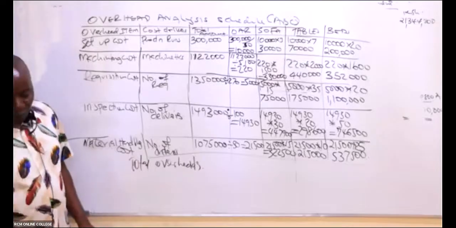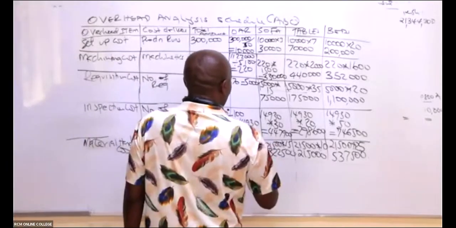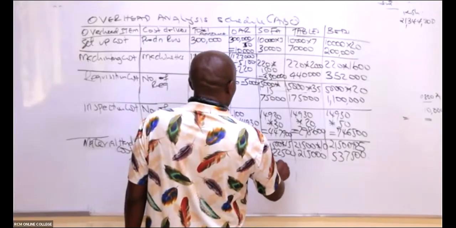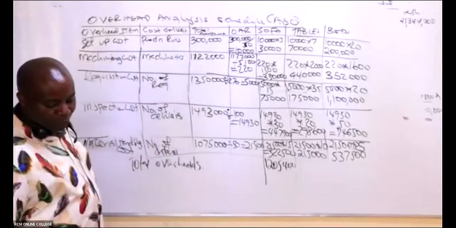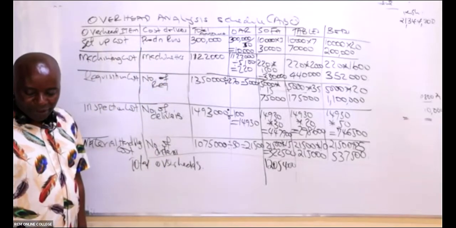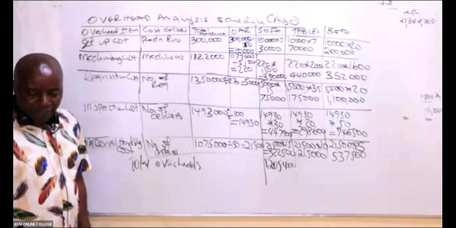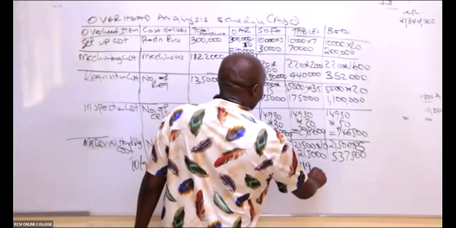So 12,05,400 for sofas. Thank you so much, Rose, Alfred. Tables, 11,98,600.